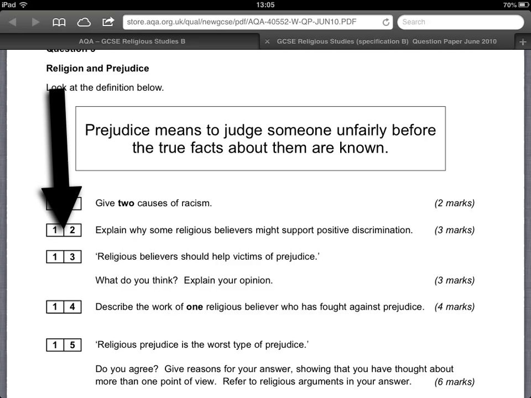Next question. Explain why some religious believers might support positive discrimination. Now make sure you revise this key term. It comes up time and time again, and some people forget what that actually means. So let's look at my response.